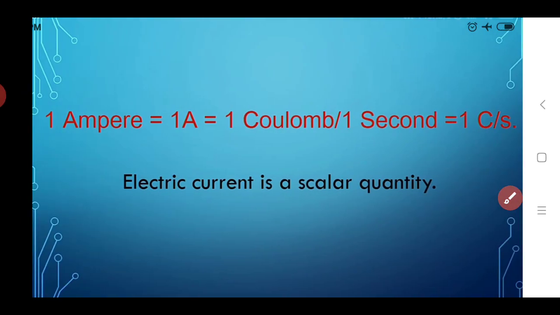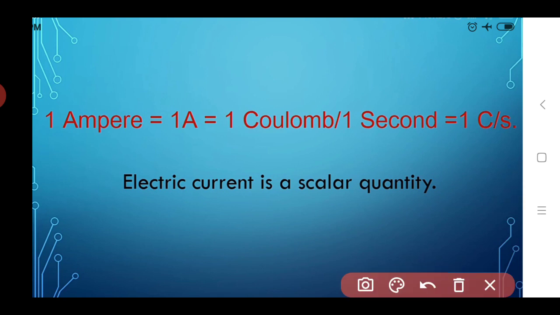Here again we see how the electric current is measured. 1 ampere, which is also written in short as 1 A, is equal to 1 coulomb upon 1 second, and this is also written in short as 1 C per s. C is capital and s is small. So electric current is a scalar quantity. Why? Because it does not require direction for measuring the electric current. So electric current is a scalar quantity.